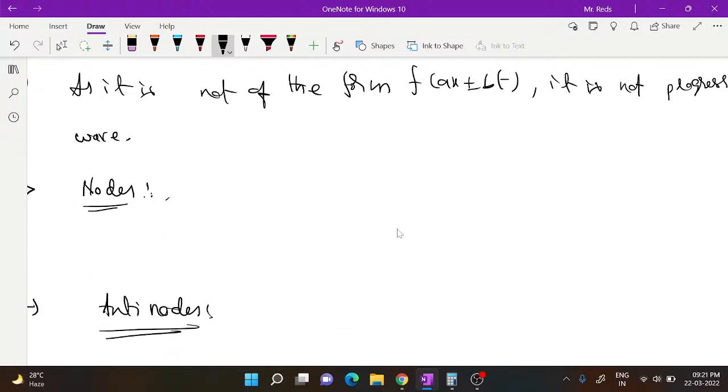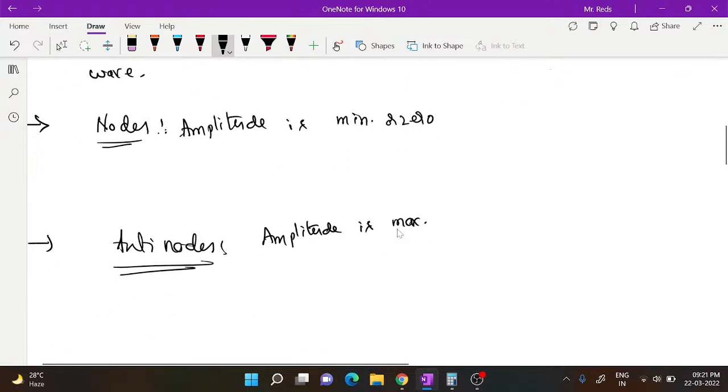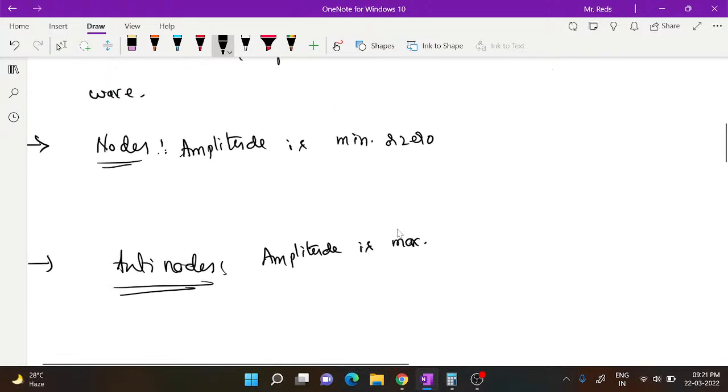At a node, the amplitude will be minimum or zero. If the amplitudes of both the individual interfering waves are equal, then it will be zero. Otherwise, it will be minimum. At antinodes, the amplitude should be maximum. So these points are called antinodes, and you have to know some important points about these nodes and antinodes.